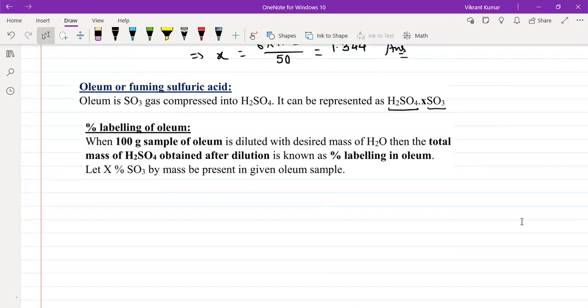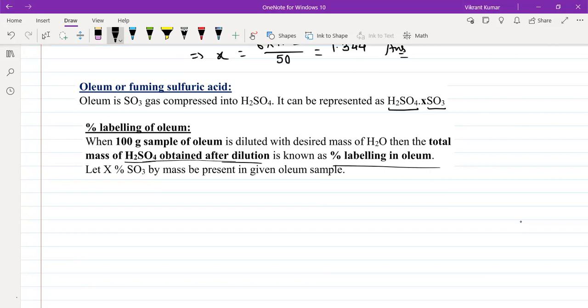given oleum. We don't know how much is SO3, how much is H2SO4, but it will be a combination of both the things. If I'm having 100 gram of oleum, if I add water to it in sufficient amount, it will produce some total H2SO4. Whatever amount of that total H2SO4 is obtained after dilution will be called the labeling of percentage oleum. Is it okay? Clear?